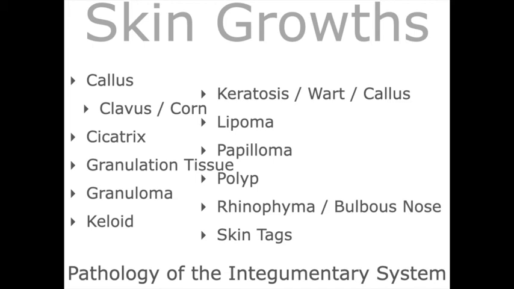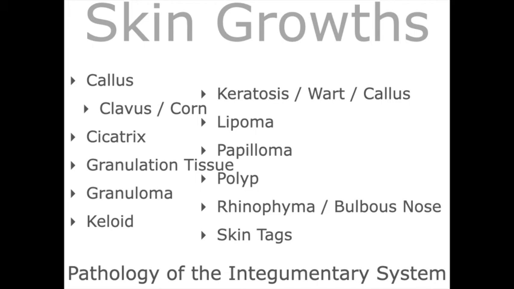A lipoma is a benign fatty deposit under the skin that causes a bump. A papilloma is a benign epithelial tumor that projects from the surrounding surface. Polyp is a general term used most commonly to describe a mushroom-like growth from the surface of a mucous membrane, such as a polyp in the nose. These growths have many causes and are not necessarily malignant.